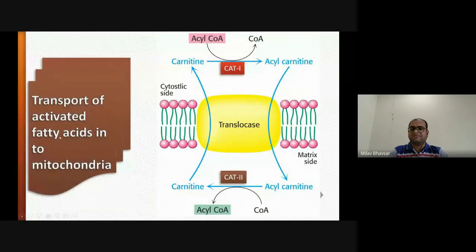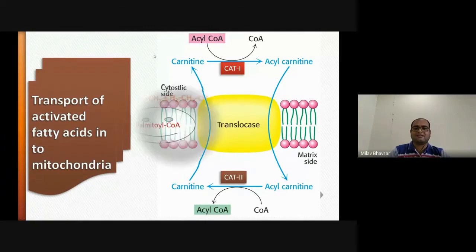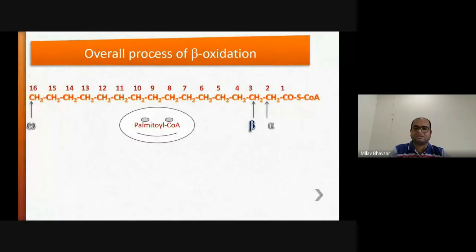Now these activated fatty acids are then transported inside the mitochondria with the help of the carnitine shuttle. Here acyl coenzyme A is removed, acyl carnitine is generated, and goes inside the matrix. Here acyl carnitine is removed, and again acyl coenzyme A is generated. So this is a cyclical event. So what happens overall inside beta oxidation?